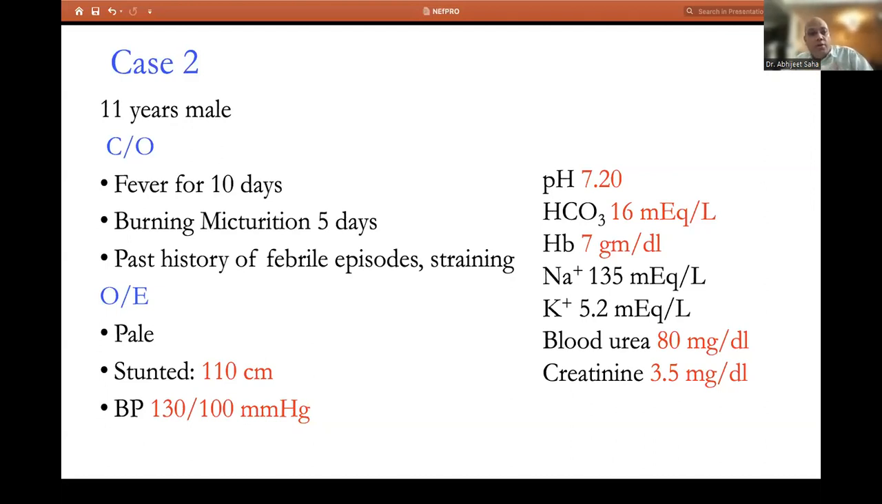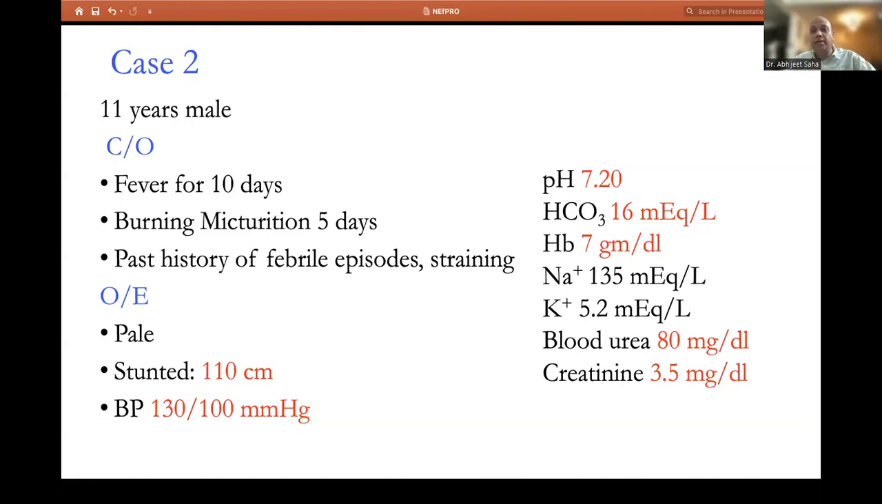So any thoughts on this child? You can calculate the eGFR of this child and write in the chat box. So with a history of fever, burning micturition, past history of febrile episodes, and along with history of straining, what all do you have in your mind? What this child can be? This child is stunted and is hypertensive.